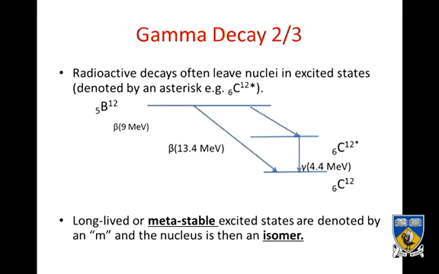And here's an example of a gamma decay. We've got, say, boron-12, and it decays to carbon-12, but it can do so in a couple of ways. It can either go through beta emission, or else it can go via an intermediate step where the carbon-12 nucleus is excited. That's what that little asterisk means. And then that carbon-12 nucleus, which is excited, de-excites with the emission of a gamma ray.